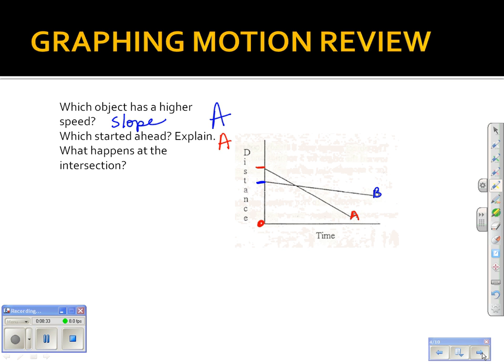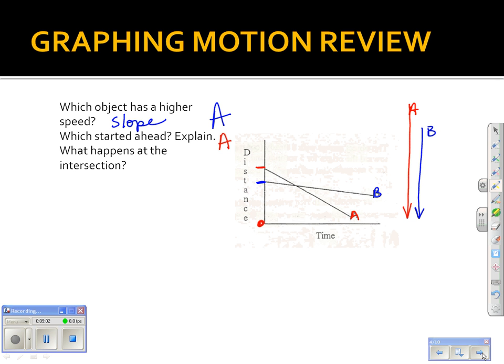Now, some people will say, well, if they're heading back to the starting point, didn't B start ahead? I could go with that if you went with the concept that they're both going back to a starting point. Which was closest already to the starting point? Well, that would have been B if you looked at it that way. So really, I can accept either answer here. It's all in how you explain it. Because if you said, well, A has a higher distance, that does start ahead.